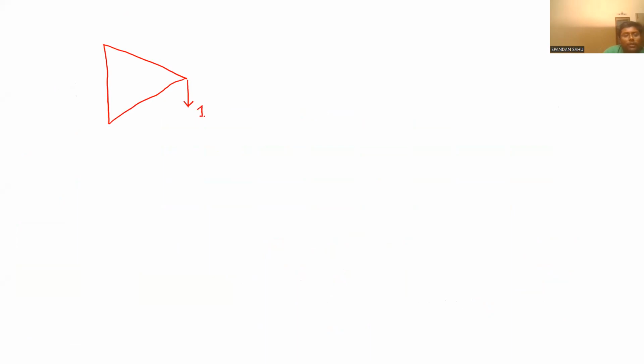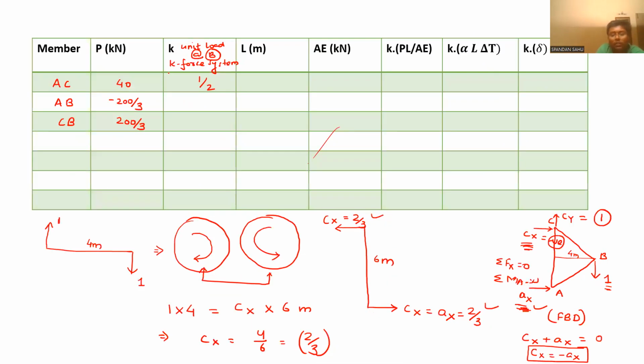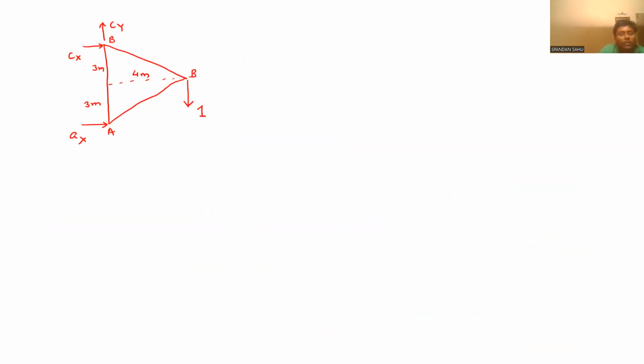So this is 1 unit load. This is AX. This is CX. This is CY. And this distance is 4 meter. This is 3 meter. This is 3 meter. This is joint A. This is joint B. This is joint B. And this is joint C.